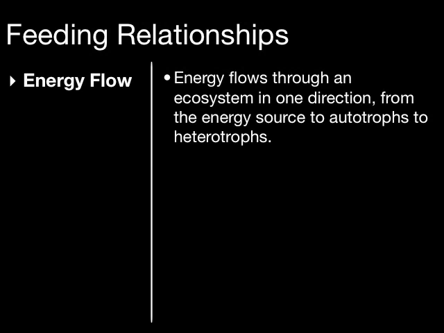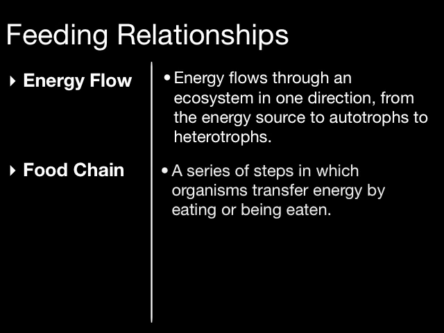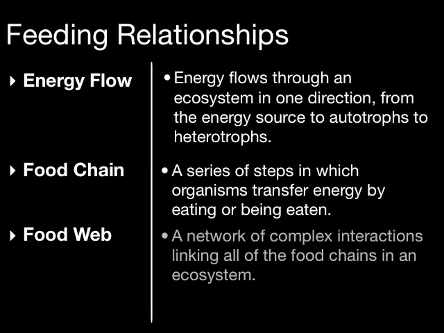Now, when we talk about energy flow in an ecosystem, we're talking about the directionality that energy takes moving from autotrophs to heterotrophs. Energy can only flow in one direction in an ecosystem. It can only go from the energy source to autotrophs, which use the energy from their physical environment, to heterotrophs, which have to eat other organisms to get energy. Now, a food chain is a series of steps in which organisms transfer energy by eating or being eaten. On the other hand, a food web is a network of complex interactions linking all of the food chains in an ecosystem.